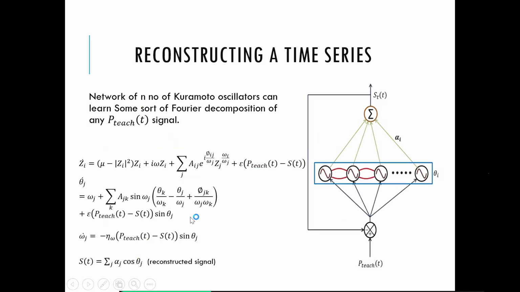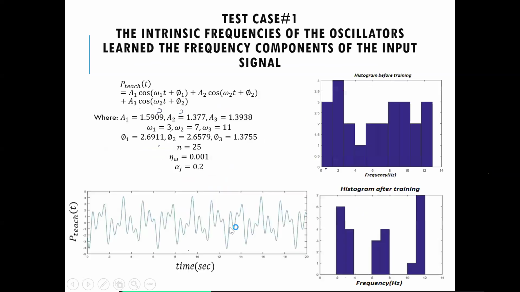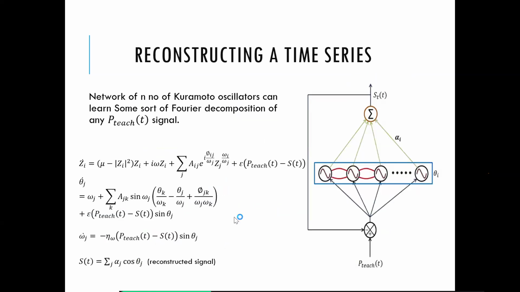There are some learning rules for that. I'm not going into the mathematics of this. If you train this network, this training typically is done in two stages. In the first stage, you only train the frequencies of all the oscillators. And in the second stage, you train the weights.